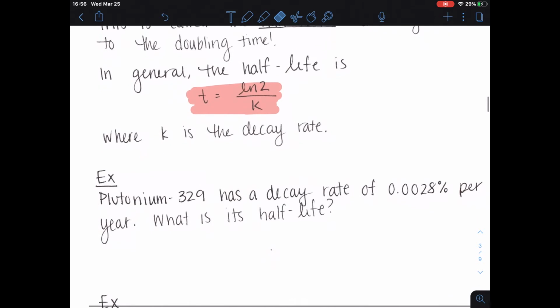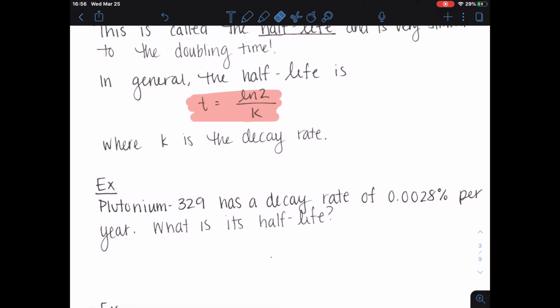So if we look at a particular substance, plutonium-329 has a decay rate of 0.0028% per year. We want to figure out what is its half-life. So we take natural log of 2 and we divide it by that rate. So you have to move that decimal 2 more times, so you get an extra 0 in here.